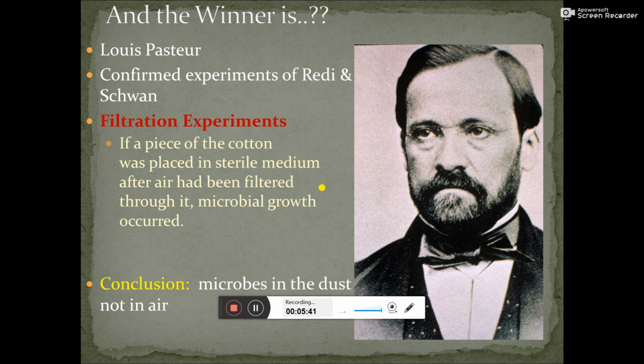So if you take a sterile medium in a conical flask and plug it with cotton, what happens? The air that enters the conical flask is also being filtered through it, and so microbial growth was not being observed. So Pasteur came forward with the idea that microbes are present in the dust but not in the air. Of course, the organisms growing in the conical flask need air also, because most of them are considered to be aerobic.